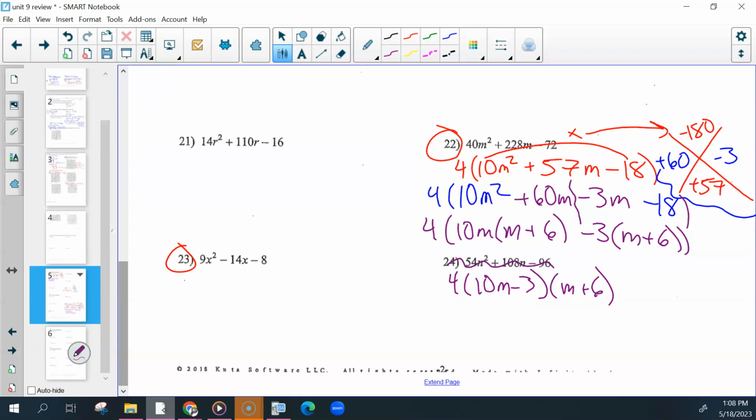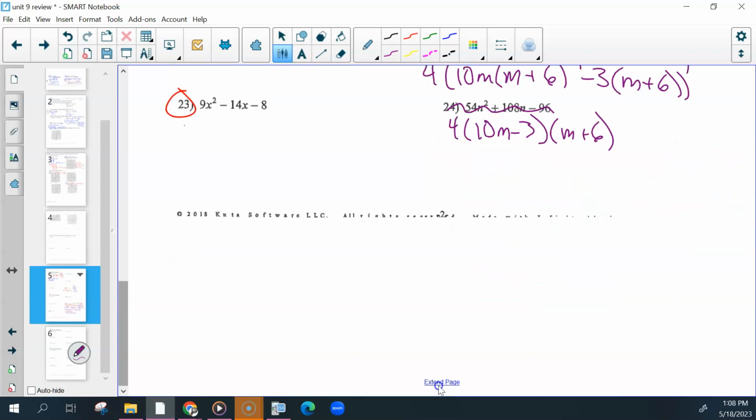Alright, last one, 23, so you'll have time to still do your quiz. Is there something we can take out, divide out of all 3? Besides 1? No. So multiply 9 and negative 8. And find 2 numbers that multiply to be negative 72, but add or subtract to be negative 14.